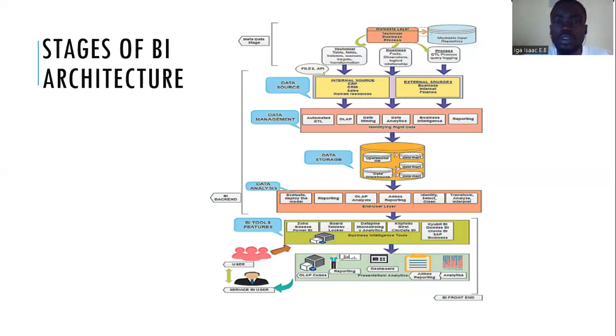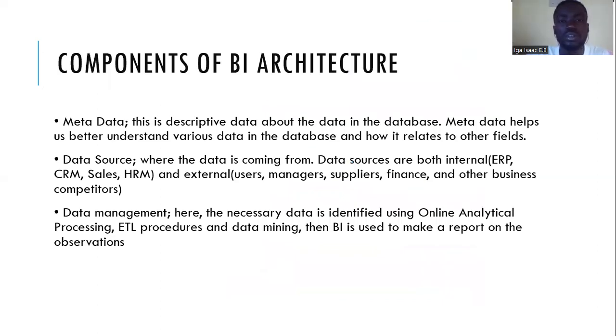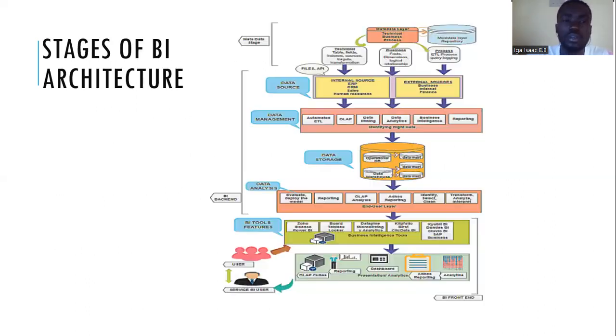Internal sources include the ERP, CRM, and sales, then human resources. Then external sources include business, the internet, and finance. Internet is like for research and all that. And then data management. Necessary data is identified using online analytical processing, ETL procedures, and data mining. Then business intelligence is used to make a report on the observation. So that's data management. Then data storage, where all the data is stored in a departmental way, where each department has where it has to access its data.